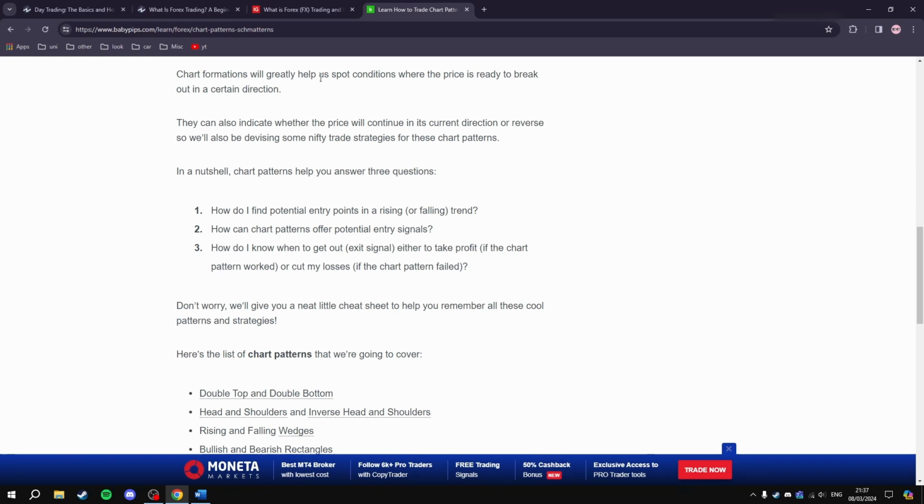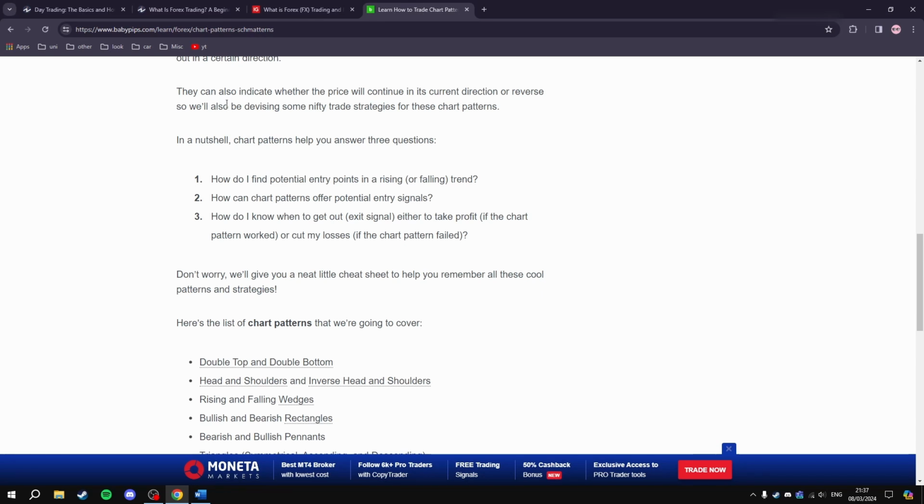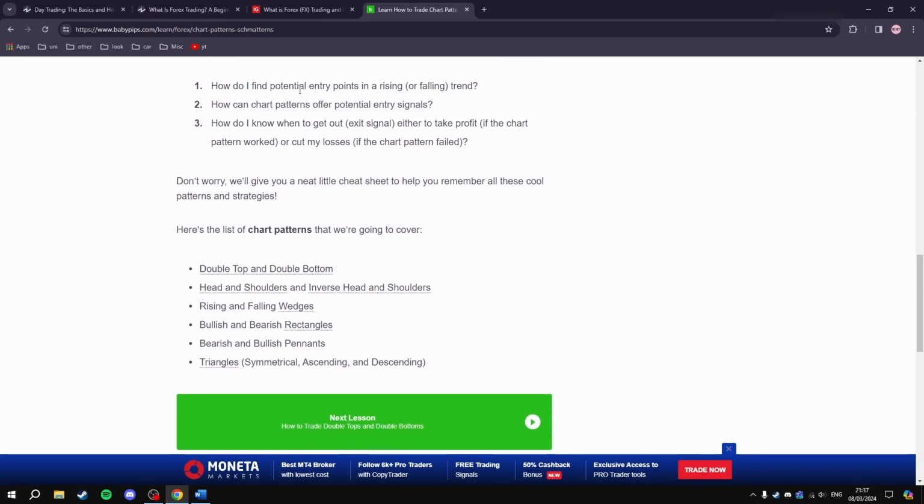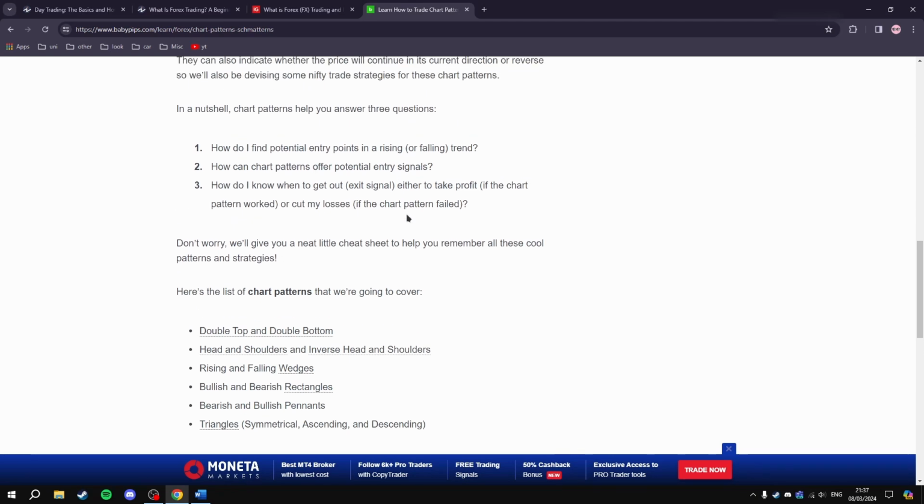Chart formations will greatly help us spot conditions where the price is ready to break out in a certain direction. They can also indicate whether the price will continue in its current trend direction or reverse, so we'll also be devising some nifty trade strategies for these chart patterns. In a nutshell, chart patterns help you answer three questions. How do I find potential entry points in a rising or falling trend?